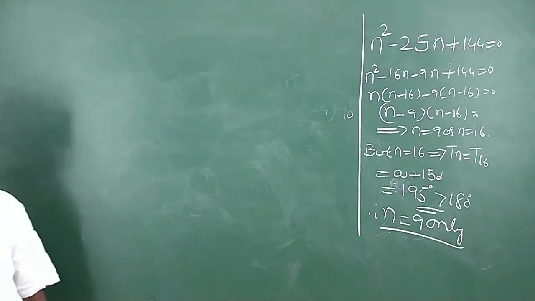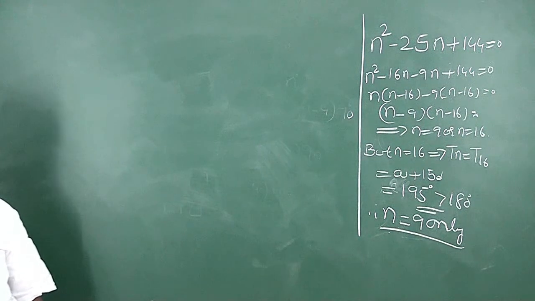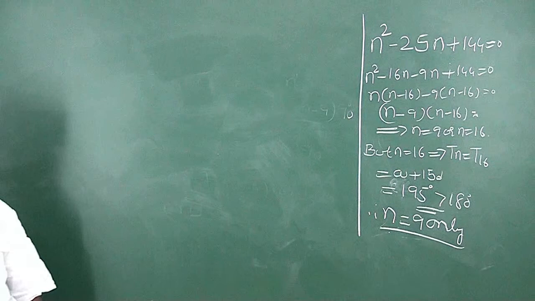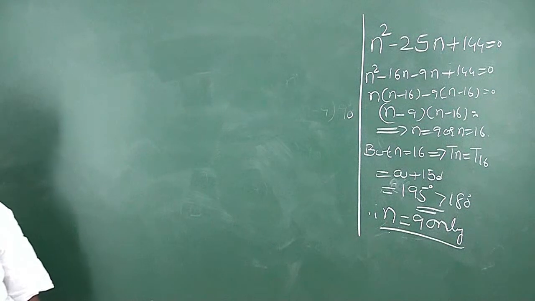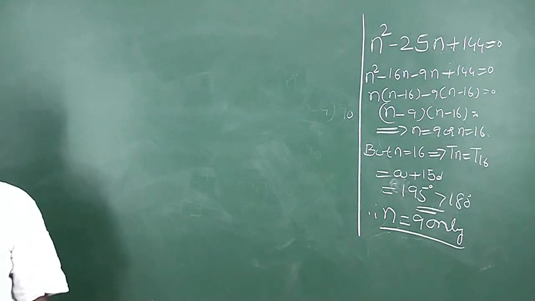Next problem: the number of sides in two regular polygons are in the ratio 5:4, and the difference between their angles is 9 degrees. Find the number of sides. So the number of sides in two regular polygons are in the ratio 5:4. The difference between their angles is 9 degrees, and we have to find the number of sides of both polygons.